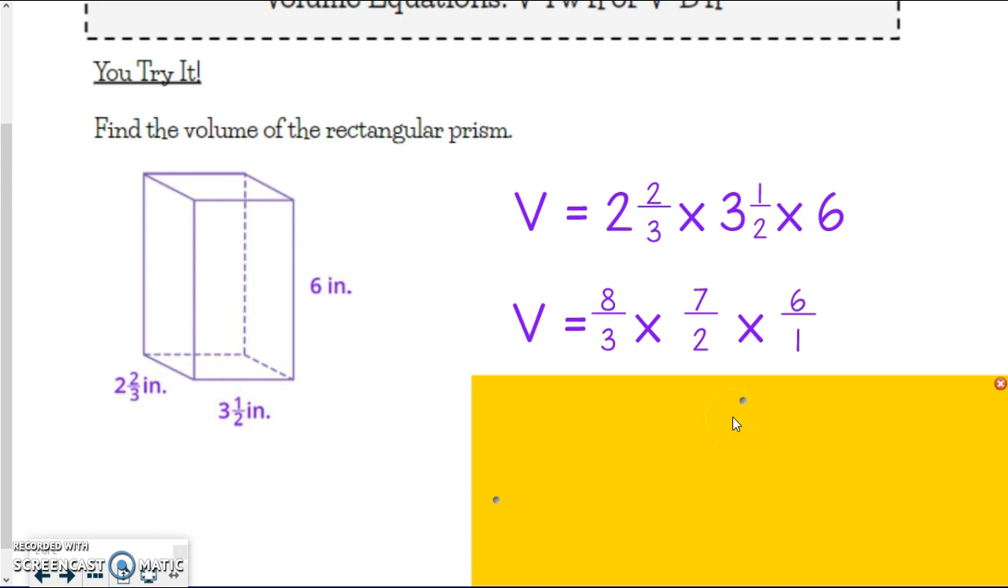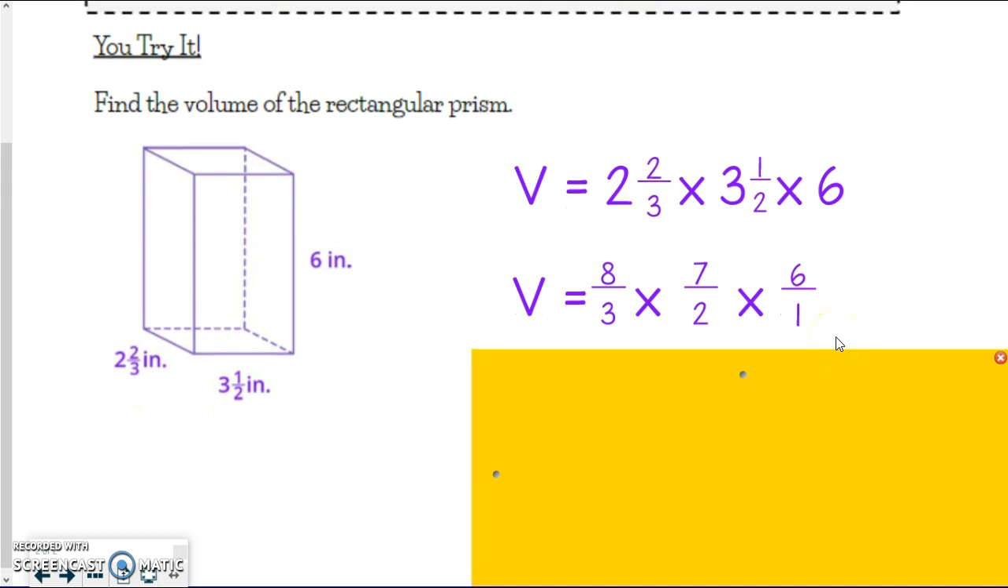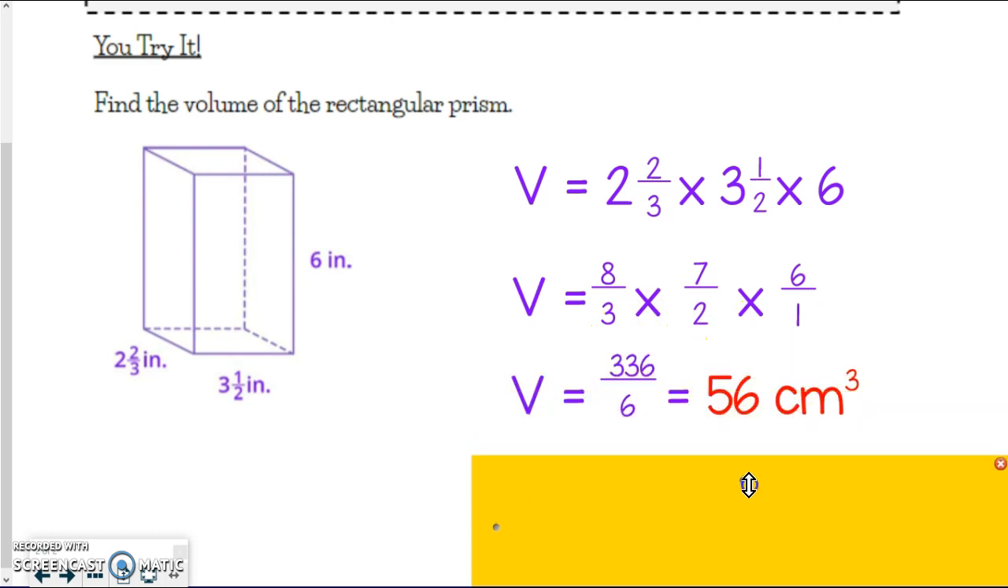So I could cross reduce here if I wanted to. I could do the 2 and the 6 and make the 2 a 1 and the 6 a 3. I didn't do that this time, but you could have, just so that you know. But I'm going to treat the numbers as is this time. And so I did 8 times 7 was 56. 56 times 6, I did off to the side, but I got 336. And then the bottom was pretty simple. 3 times 2 is 6, times 1 is 6 again. So I get 336 over 6, but I can't leave it like that.